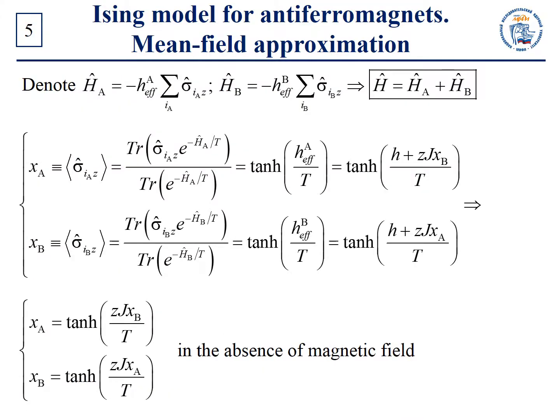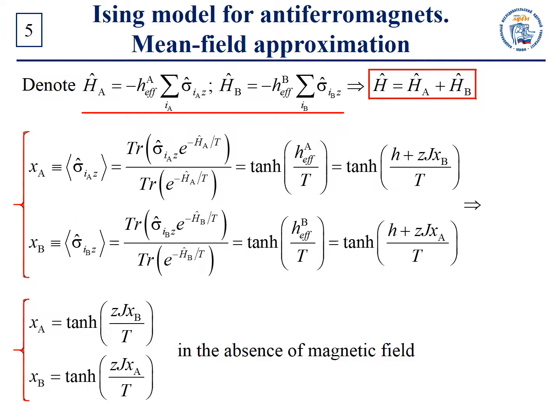Denote HA and HB Hamiltonians in the following way, and rewrite our total Hamiltonian in the following form. Since HA acts only on A sublattice and HB acts only on B sublattice, we can obtain the following system of equations for the order parameters. In the absence of magnetic field, this system can be simplified. One can see that XA and XB have different signs.